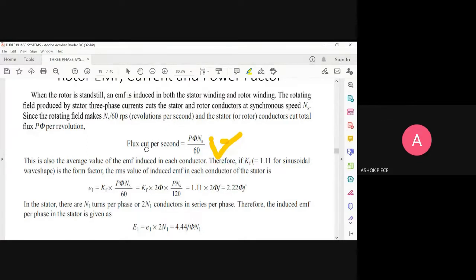Okay, because everything is per second, because we are having the frequency term coming here. So whatever we have in minutes, we are going to convert that into seconds. First thing, we have converted the speed into seconds. It is Ns by 60. Then we are going to find out the flux cut per second. It is P phi into Ns by 60. Any doubt till this step? You're able to follow? Yes, sir.